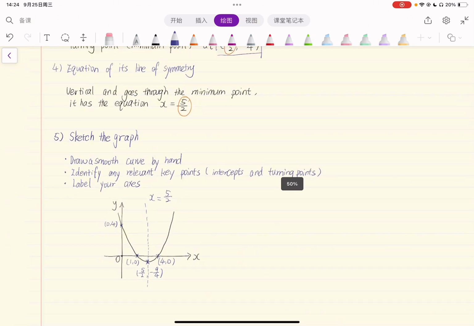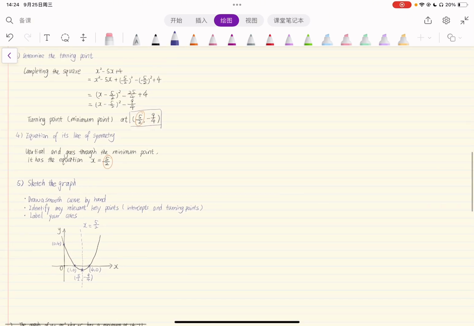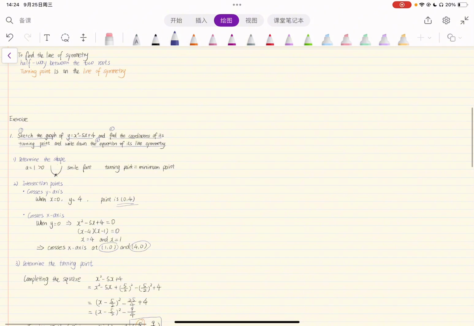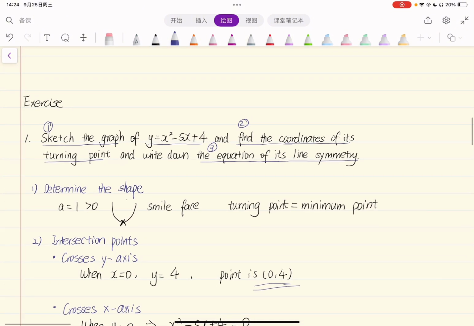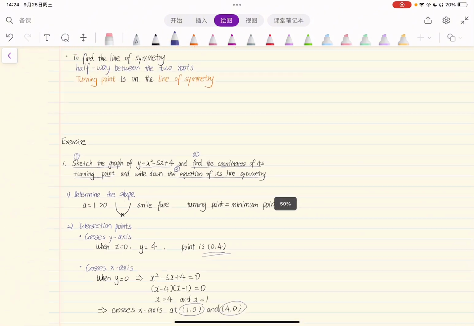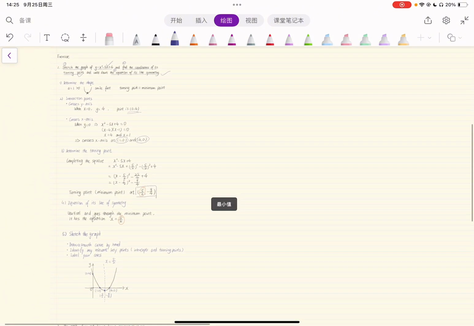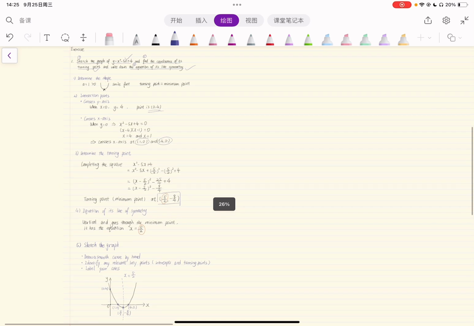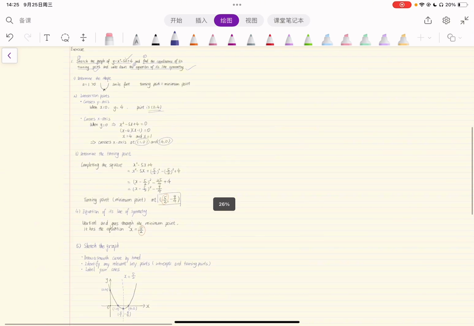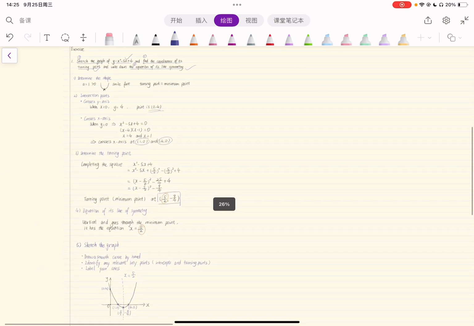Have we finished this question? Let us check. We sketched the graph. We found the coordinates of its turning point. We wrote down the equation of its line of symmetry. So we finished this question. Let me put it over here to quickly see the whole process.